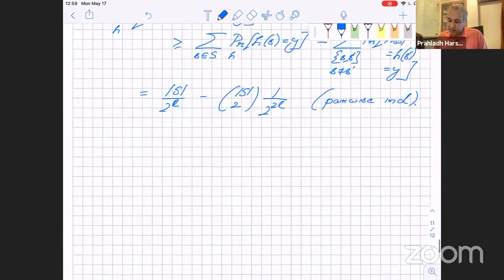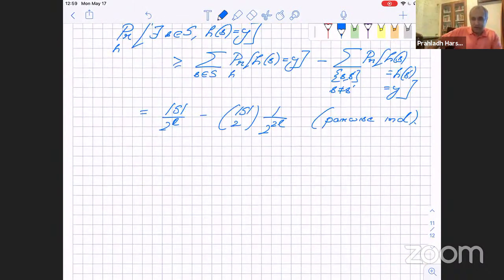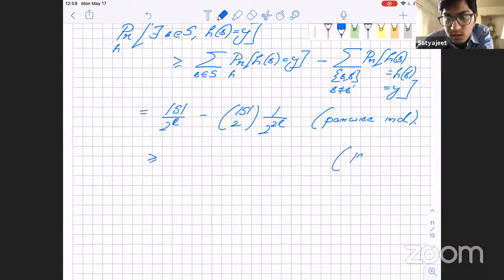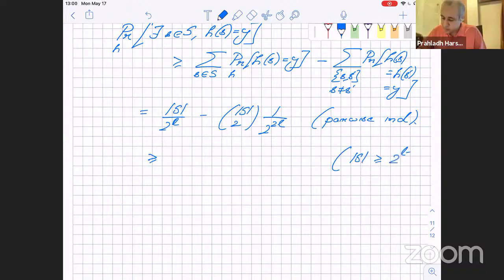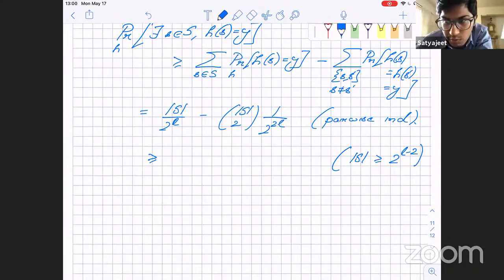Now, this calculation is something I haven't done. This one I want to claim is greater than... So here we'll be using the fact that mod S is greater than or equal to 2 power L minus 2. S was at most k by 2.